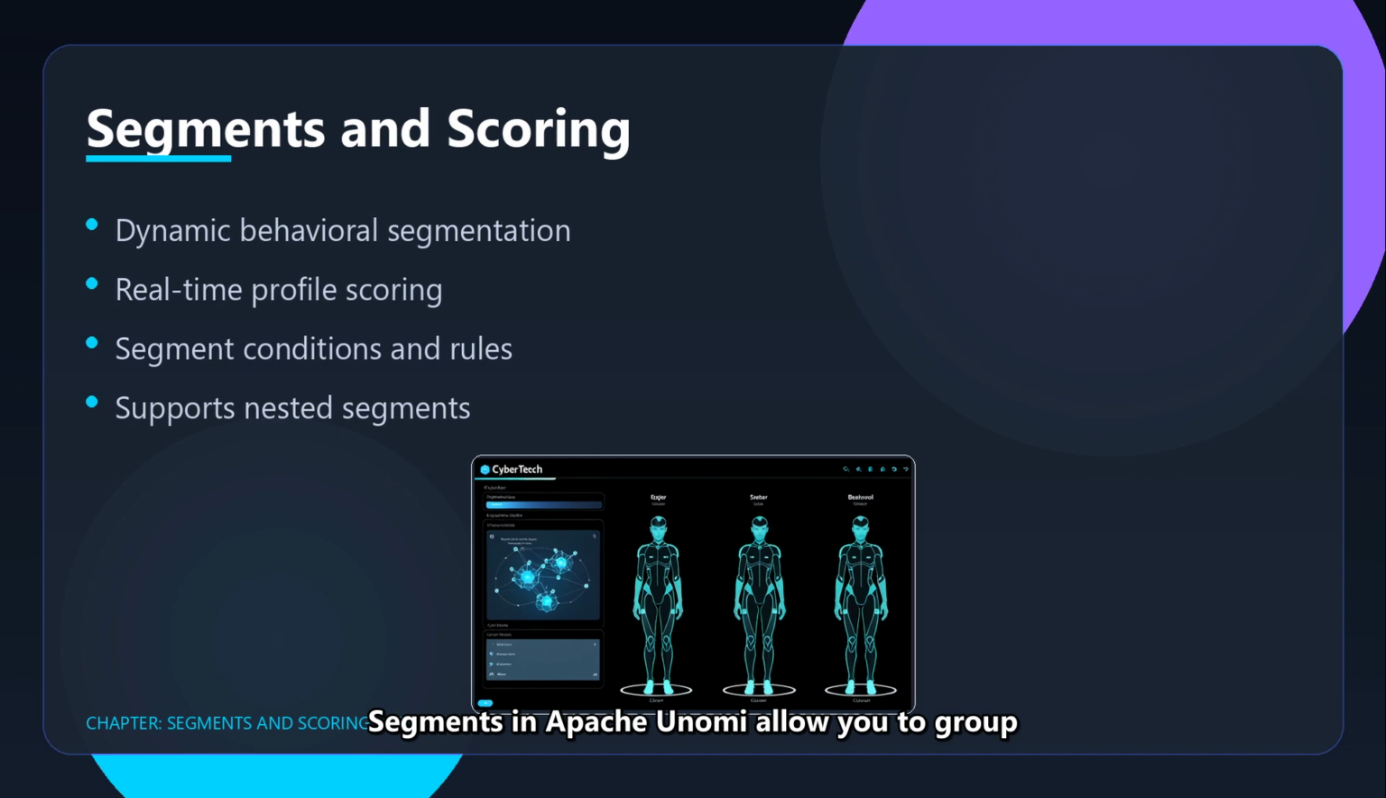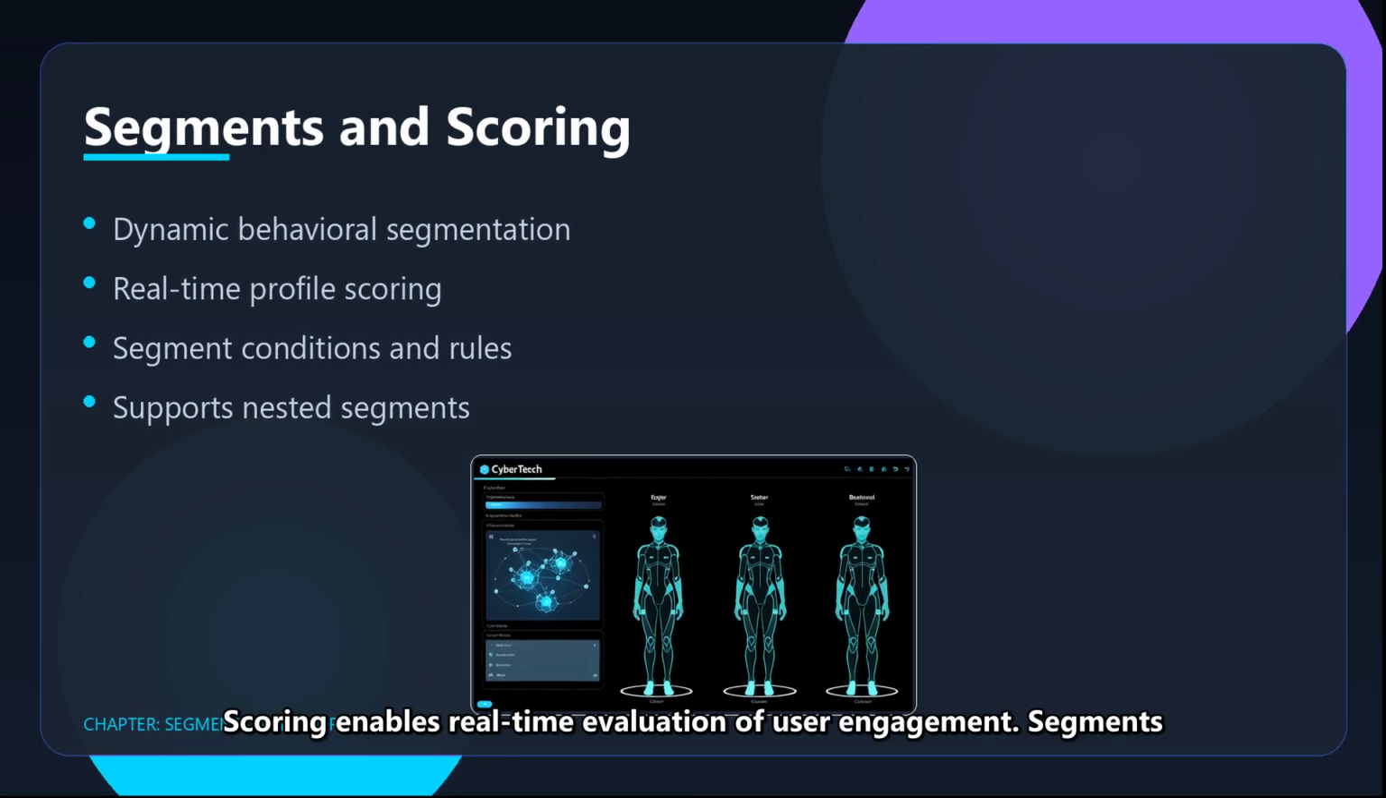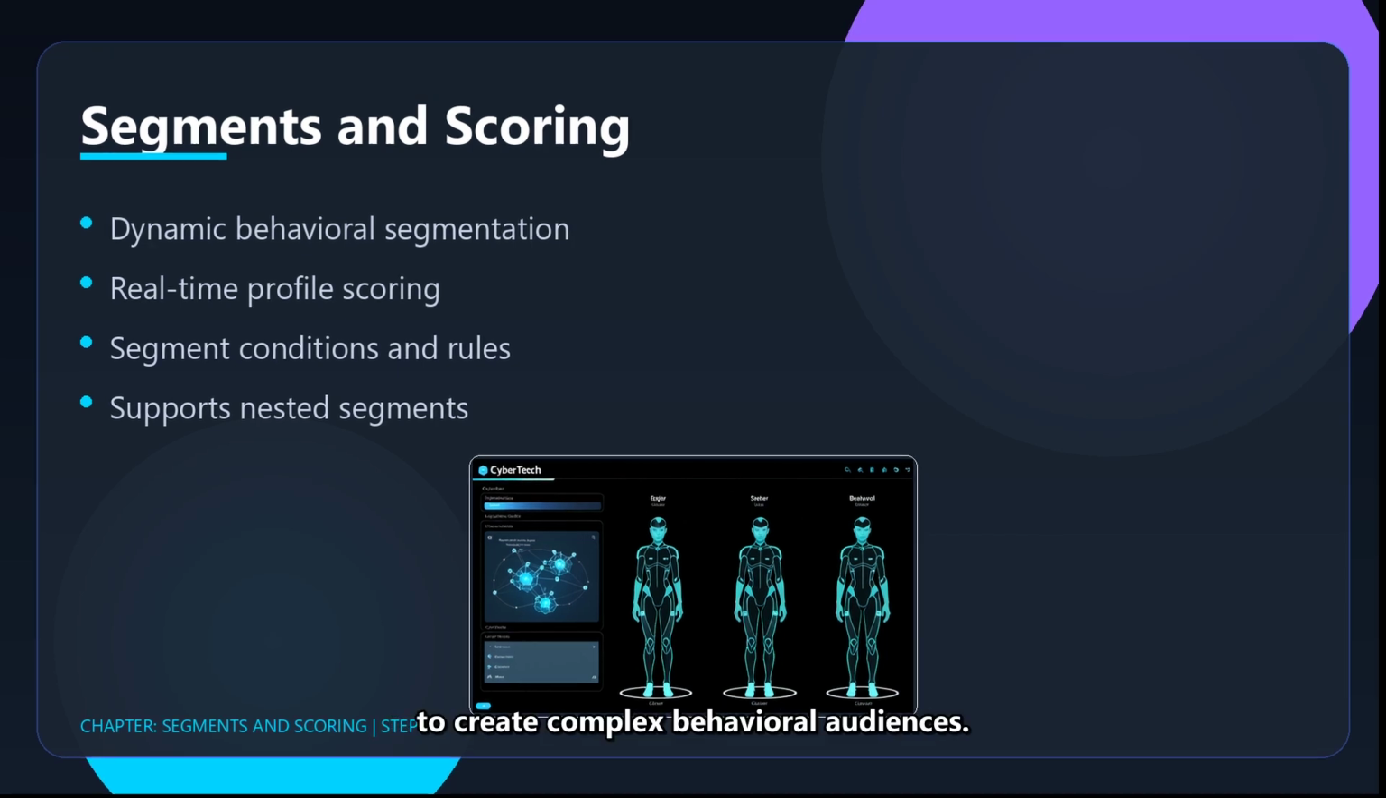Segments in Apache Unomi allow you to group users based on behavior, demographics, or custom conditions. Scoring enables real-time evaluation of user engagement. Segments can be nested and combined, making it easy to create complex behavioral audiences.